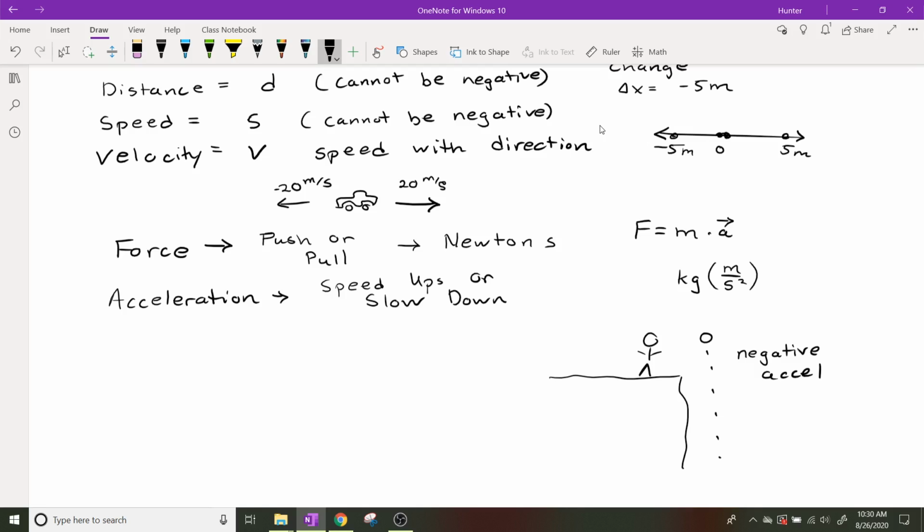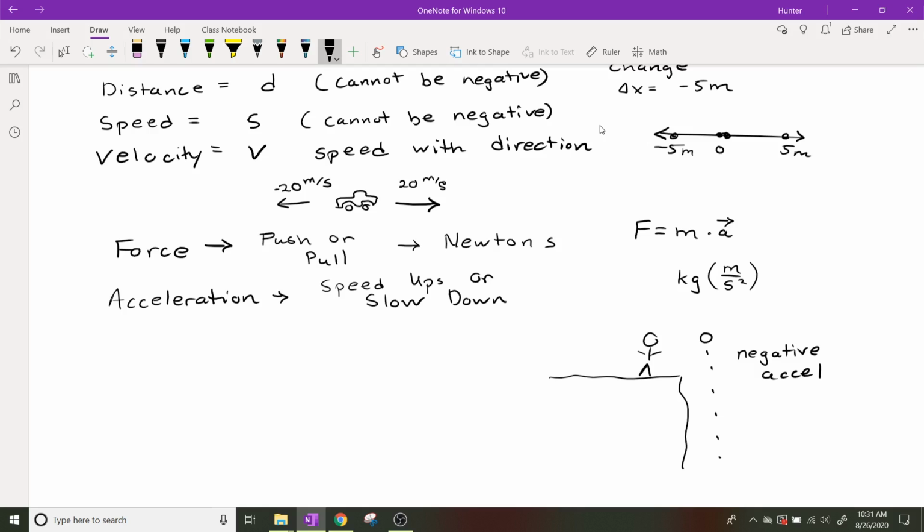Because if you are moving in a positive direction and you get a negative acceleration, you slow down. If you get a positive acceleration in the positive direction, you speed up. So if the signs oppose each other, you slow down. If the signs are similar to each other, you end up speeding up. So if you're going in the negative direction and you get a negative acceleration, you're going to speed up in the negative direction. If you get a positive acceleration and you are moving in the positive direction, you're going to speed up in the positive direction.